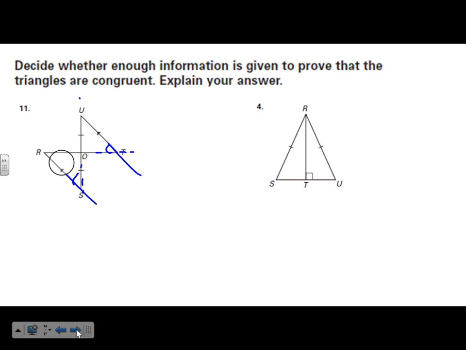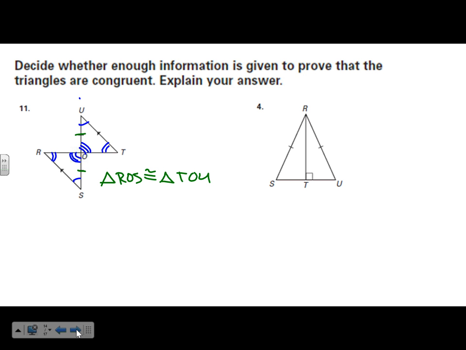So let's erase this and make it look a little bit nicer. I know this one and this one are congruent, this one and this one if we need it, and we have vertical angles in the middle. So there's no angle, angle, angle. That one doesn't make sense. But we do also have this side. So you could do triangle ROS congruent to triangle TOU.